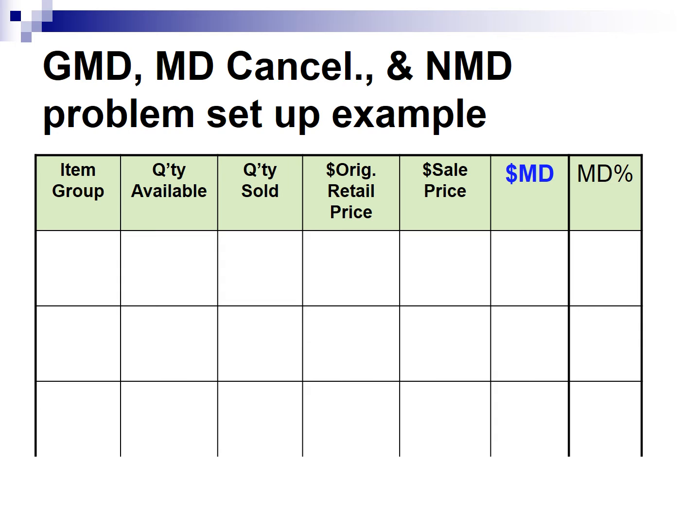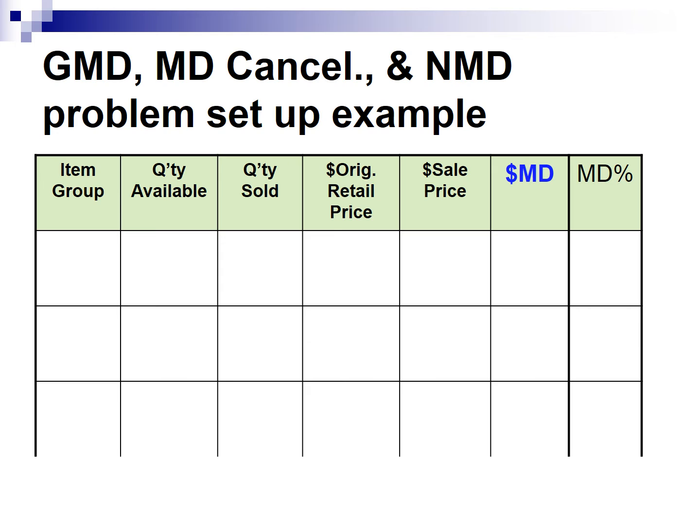So you want to have the item group column and quantity available. That means the original number of units that were available, and then the quantity sold. So how many of the available items were actually sold, right? And for those items that were sold, what were the original retail price and what's the actual sale price? If they were sold for the original retail price, then the original retail price will be the same as the sale price. If the items had to be sold with a markdown, then the sale price will be the lower price with the markdown, so it will be lower than the original retail price.